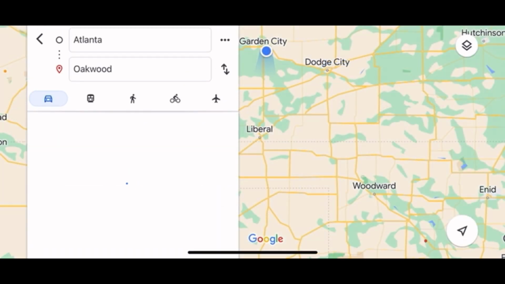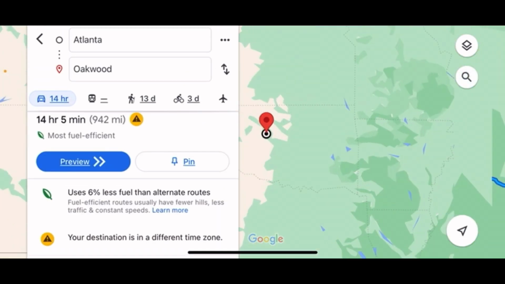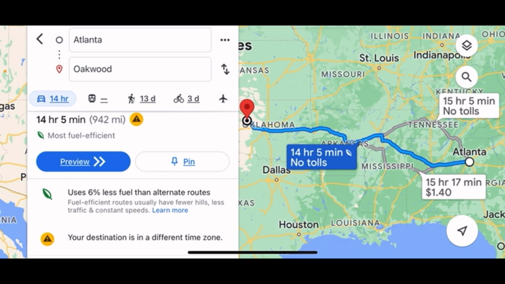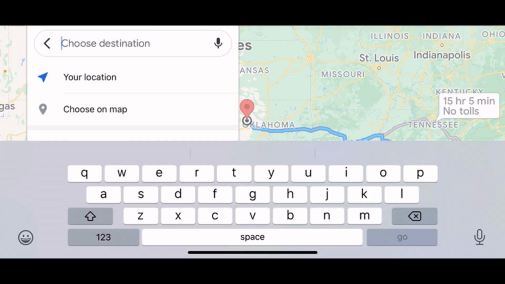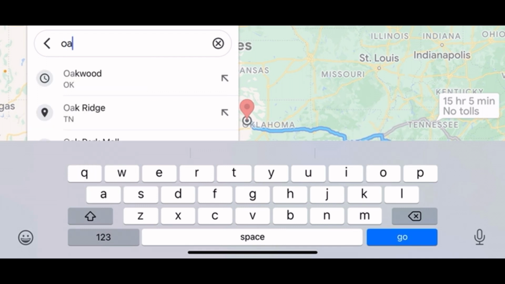Atlanta, Georgia. Now, of course, once you put, let me change that, Oakwood to Oakwood, Georgia. I didn't know it was Oakwood, Oklahoma. That's where I'm at right now, y'all. Oakwood, Georgia.